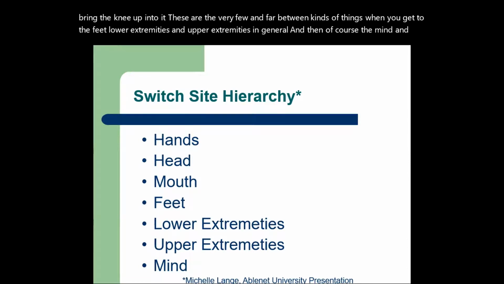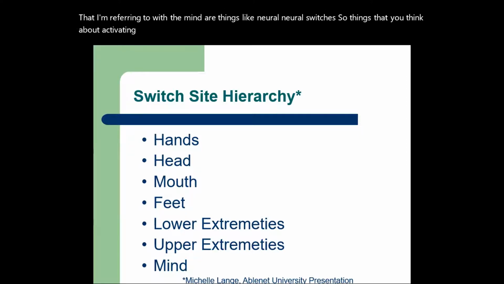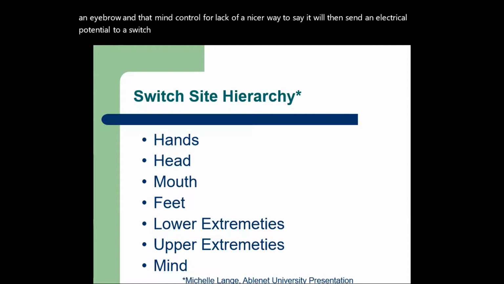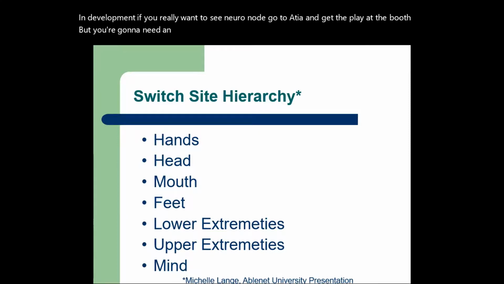What I'm referring to with the mind are things like neural switches. So things that you think about activating the muscle belly, you think about moving a body part, you think about raising an eyebrow, and that mind control, for lack of a nicer way to say it, will then send an electrical potential to a switch that activates a communication device. Again, these are really early on in development. If you really want to see something like NeuroNode, go to ATIA and get to play at the booth, but you're going to need an hour for that one by itself.